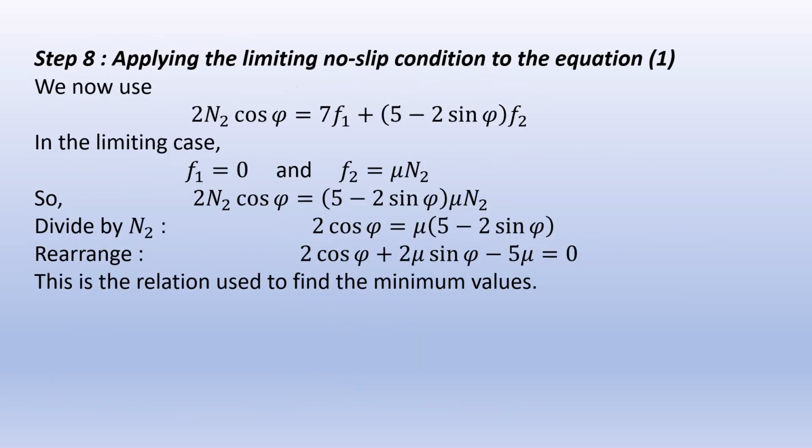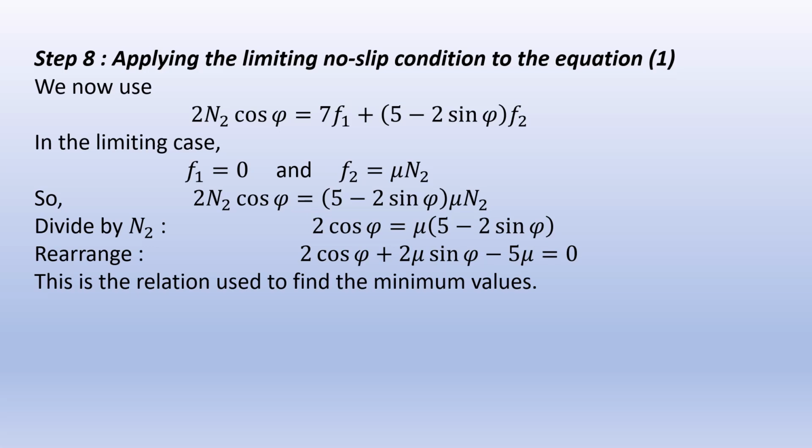Now let us apply the limiting no-slip condition to equation 1. That is 2 N2 cos phi is equal to 7 F1 plus phi minus 2 sin phi into F2. Now in the limiting case for minimum friction coefficient, we already know two very important things. First, F1 is equal to 0 and F2 is equal to mu into N2. Now we substitute both of these conditions into equation 1.